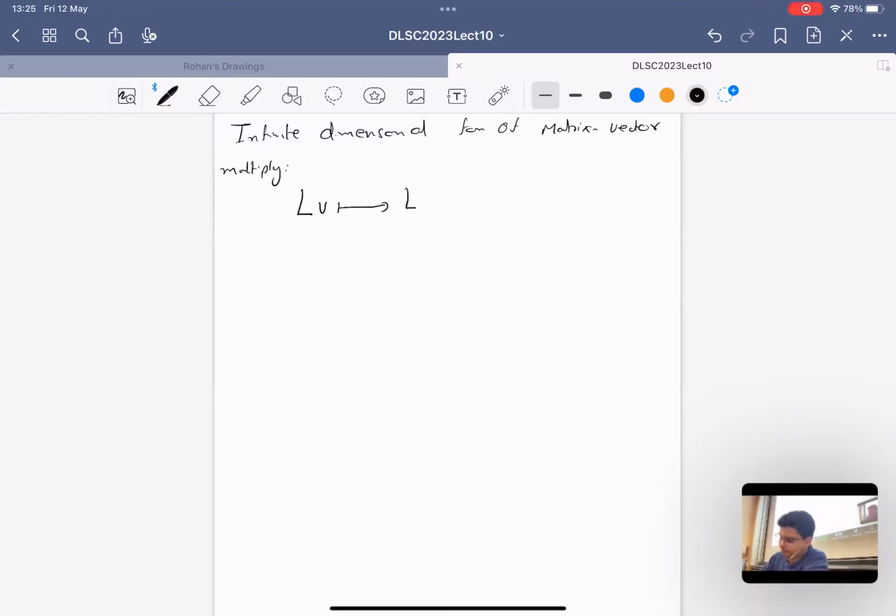Linear operators are very general. One possible characterization of them is in the following manner. Lv, which is now a function, evaluated at a point x, is given by the integral over the domain, and we are using the same domain, of K(x,y) v(y) dy. So a matrix vector multiply is now replaced by what is called a kernel integral.